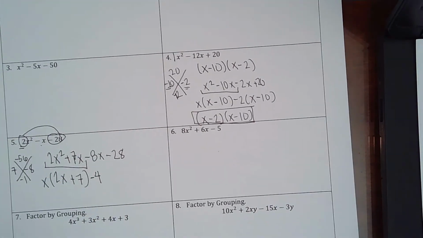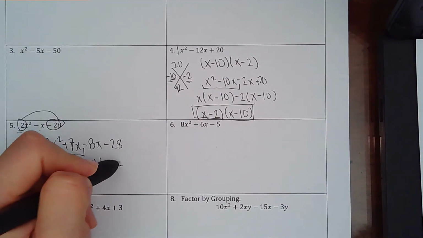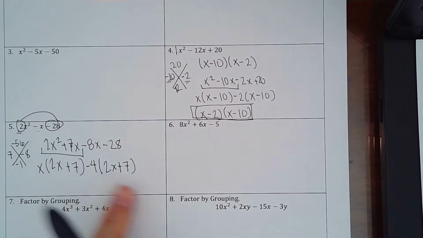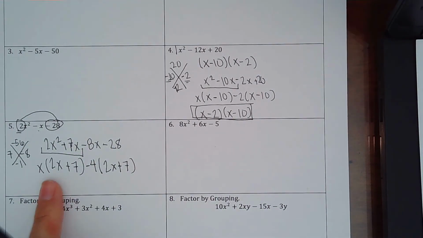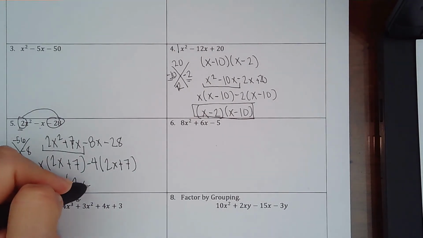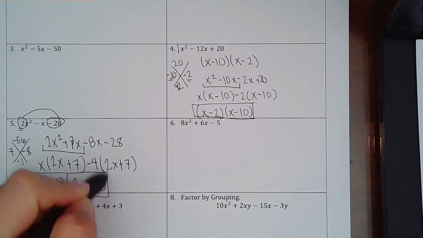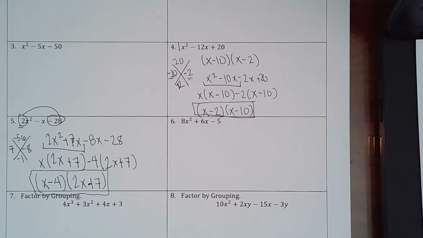Remember, my third term, if it's negative, I have to factor it out. And I'll end up with a 2x plus 7. And I have my matchy-matchy parentheses, so all is right with the world. I have x minus 4 and 2x plus 7. All right, well, that's that one.